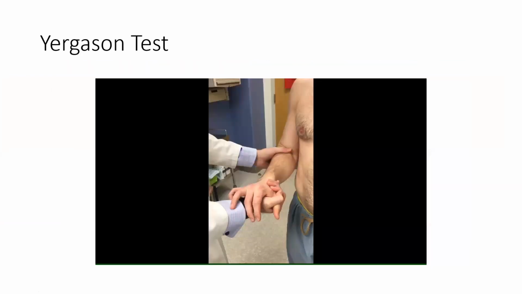And this is the Ergason test, where the arm is kept adducted and the elbow is in 90 degrees of flexion. The patient is asked to supinate the forearm, and the effort to supinate is resisted. Any pain at the bicep region is a positive test.